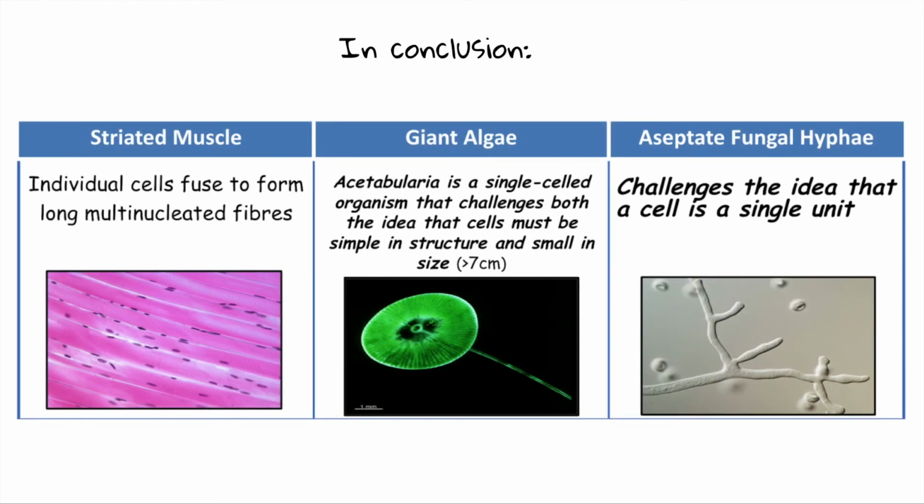Okay, so to conclude this video, we learnt about the cell theory. You should know the three primary statements by now. We also looked at some evidence for the cell theory, and also the discrepancies to the theory, such as the striated muscle, the giant algae, and the aseptate fungal hyphae.